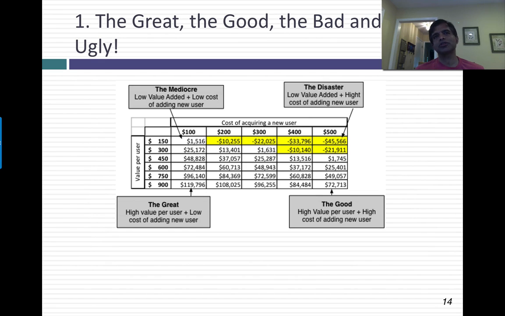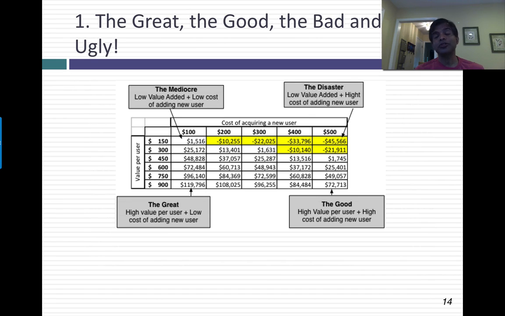with the basic structure of the model. If you look at user-based companies in general, there are two things that drive your value. The first is, how much is the value of a user? And the second is, how much does it cost you to acquire a user. Here's your best case scenario, a great company. A great company will be one that gets a huge value per user and doesn't have to spend much to acquire new users.